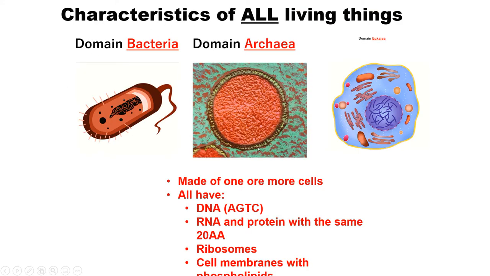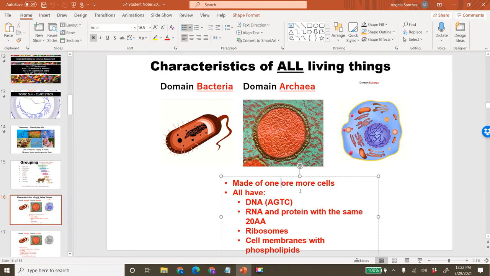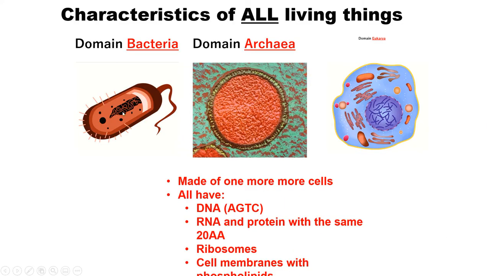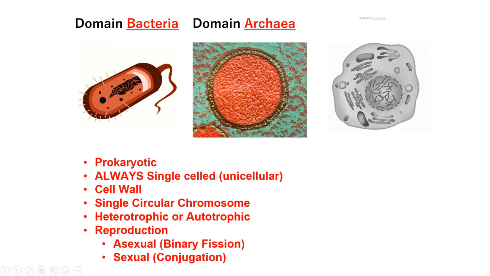Remember that all living things have at least one or more cells. That all living things have some sort of DNA, whether that's in the nucleoid of a prokaryote or in the nucleus of a eukaryote, that they all have those A's, G's, T's, and C's, that every living thing uses mRNA and protein with the same 20 amino acids. All living things use ribosomes to make those amino acids, and that all living things have cell membranes with at least phospholipids in them. So that is true of every domain.